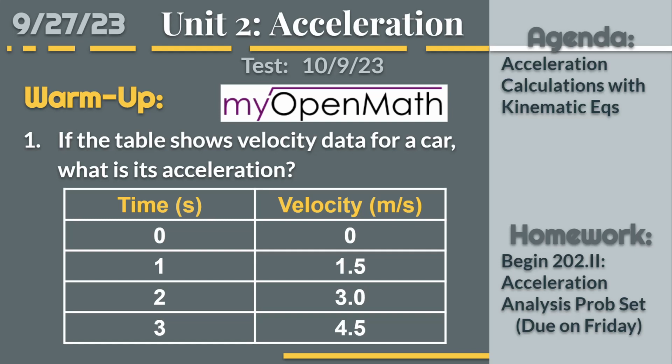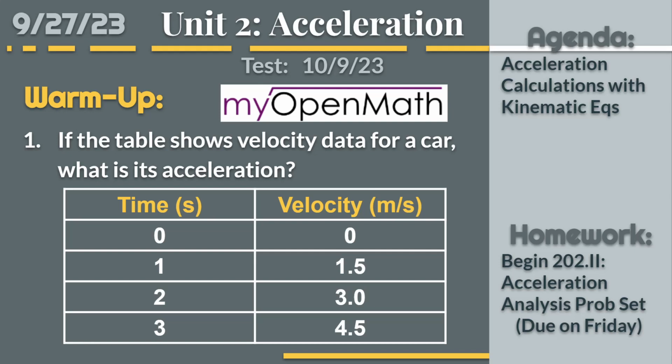The warm-up for today says, if the table shows velocity data for a car, what is its acceleration? So this is very similar to the types of tables that I gave you in the notes yesterday. In yesterday's notes, you were talking about acceleration by looking at data just like this, or by looking at graphs and describing how the velocity of whatever object was changing per second typically. And that's what this shows as well.